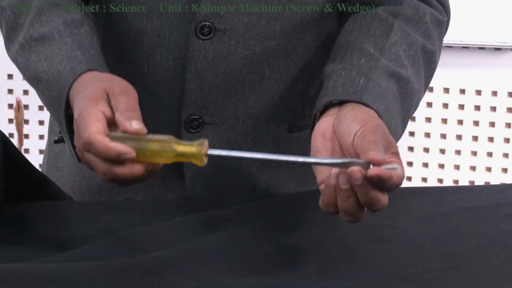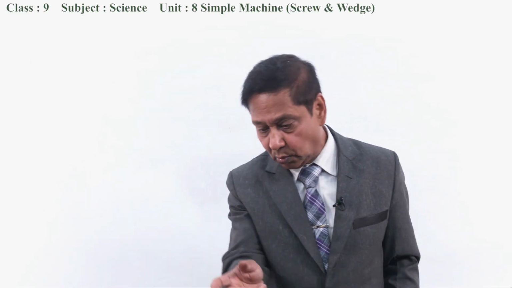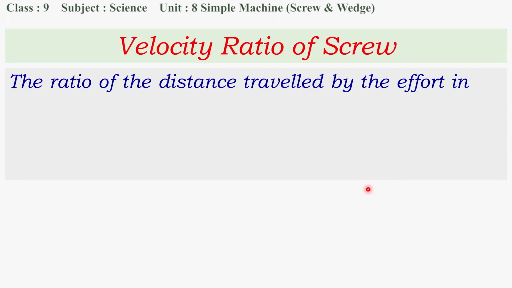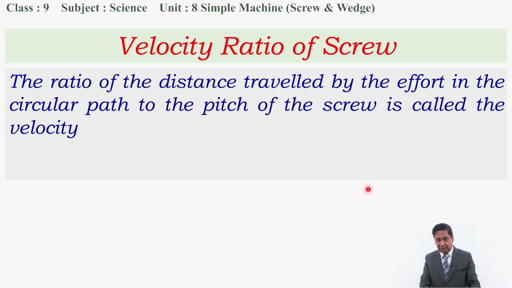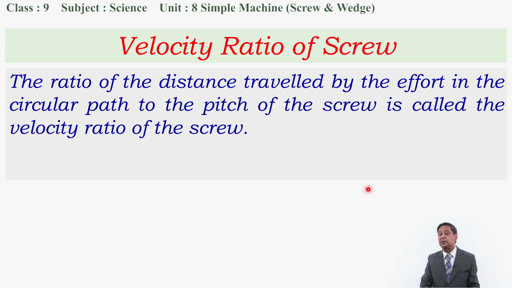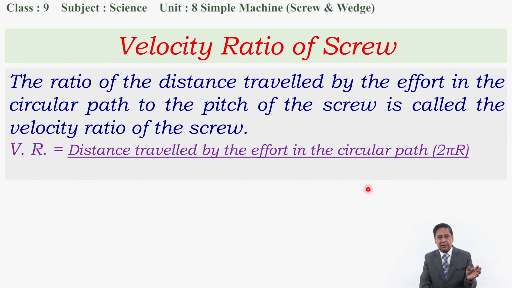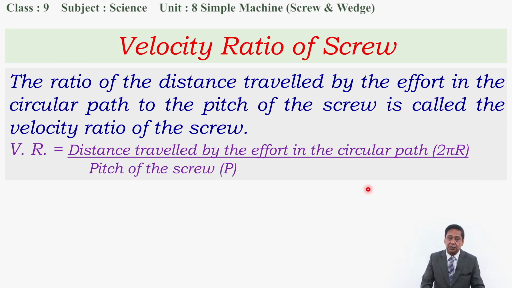That's why we can define velocity ratio this way. Velocity ratio of a screw can be defined as the ratio of the distance traveled by the effort in the circular path to the pitch of the screw. And it can be written in the form of formula. Velocity ratio is equal to distance traveled by the effort in the circular path, that can be symbolized as circumference 2 pi r, divided by pitch of the screw, which is denoted by P. It means 2 pi r by P.